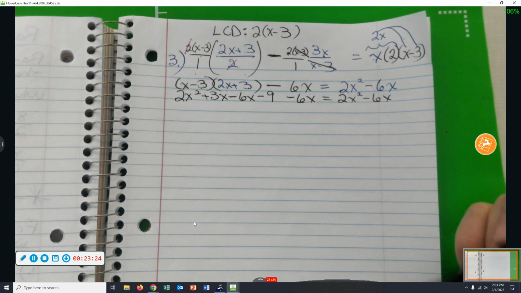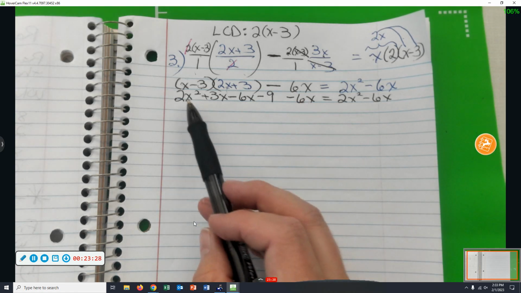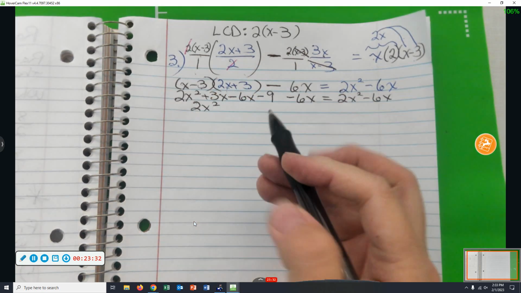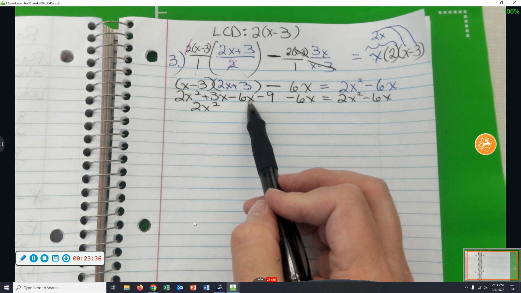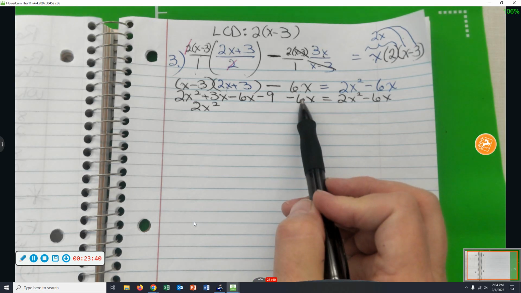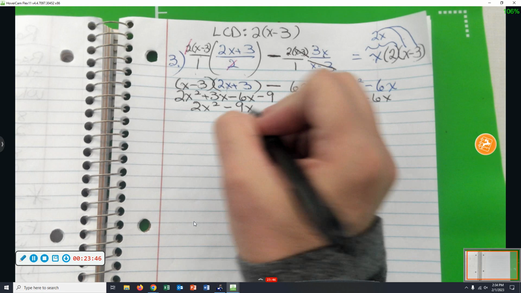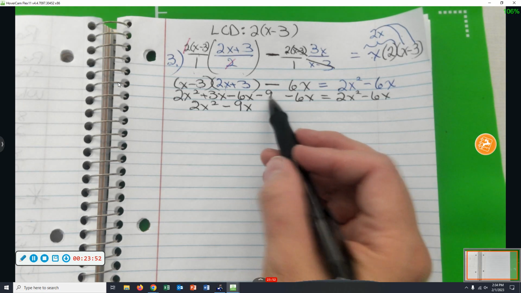Let's combine like terms now. Let's just work here on the left side for the time being. We have a 2x squared. Combine 3x minus 6x, that is negative 3x minus an additional 6x, negative 9x, I agree. And what else do I still have on the left side? That minus 9 right there.